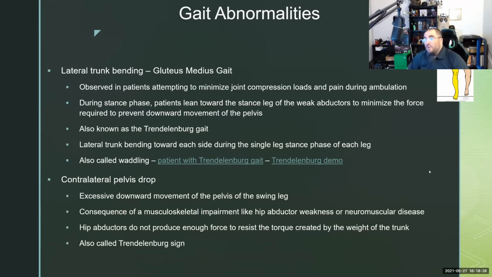Trendelenburg gait is also known as Gluteus Medius gait. Why is it called Gluteus Medius gait? Well, guess what the muscle that's usually weak in this is? Can you guess? Gluteus medius. Yeah, it's amazing. Mind blown, right? So lateral trunk bending goes along with contralateral pelvic drop. These are tied hand in hand. So lateral trunk bending or Gluteus Medius gait or waddling gait goes along with this because contralateral pelvic drop is in standing.